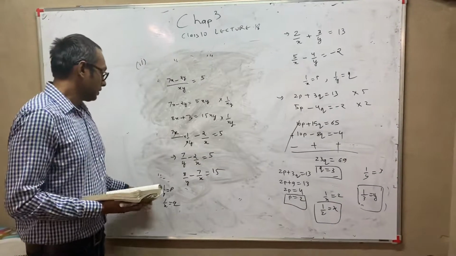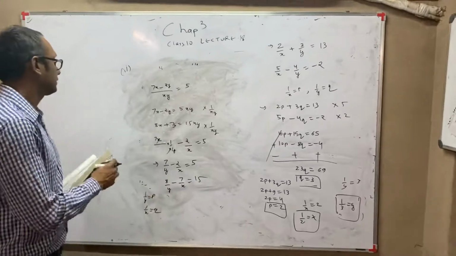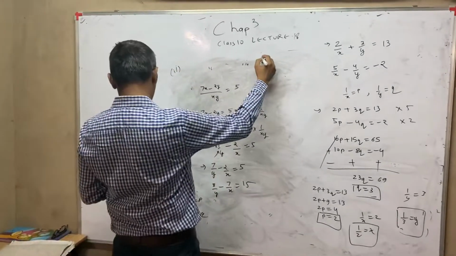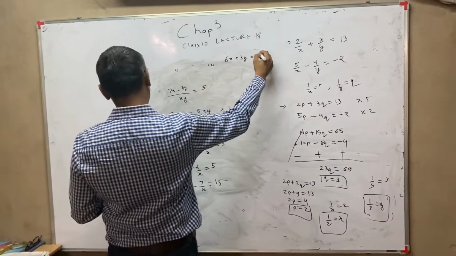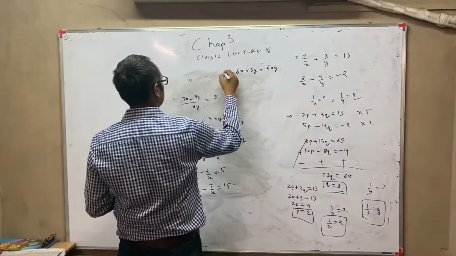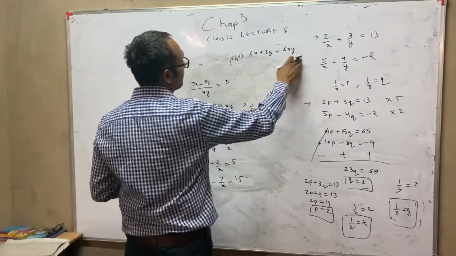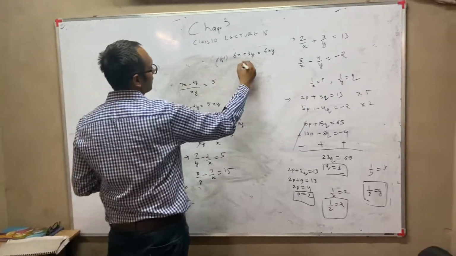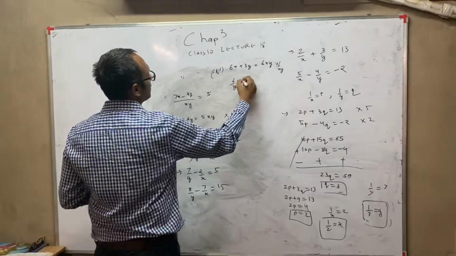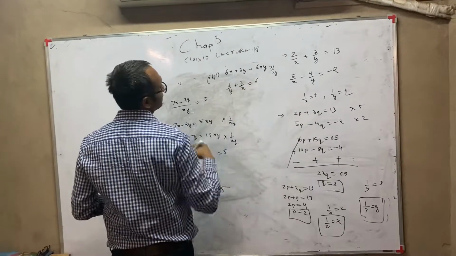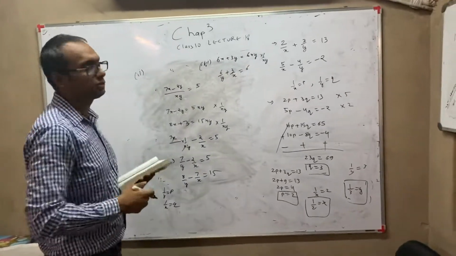Okay. And in the sixth sum again, it is in this form only. For example, this one is 6x plus 3y equal to 6xy. So again divide or multiply throughout by 1 upon xy. So this term will become 6 upon y. This will become 3 upon x. This will remain 6. And then you can put 1 upon y equal to p and 1 upon x equal to q and solve them.